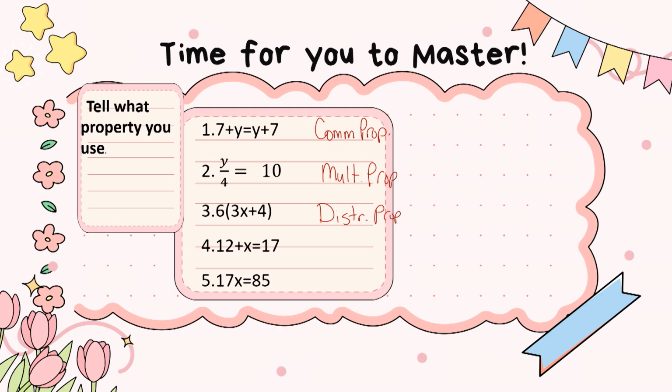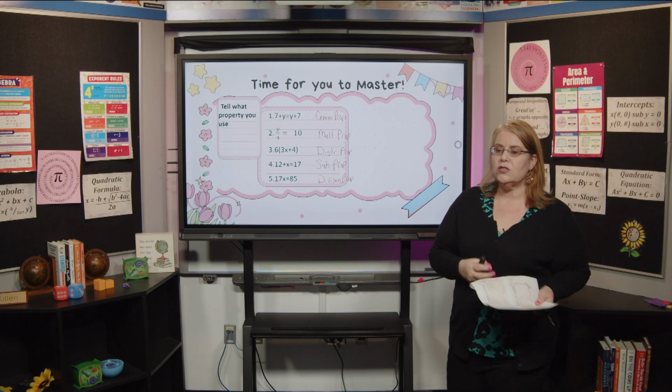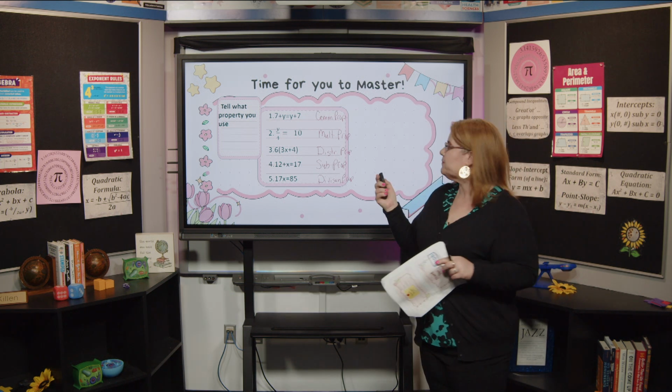I have 12 plus x equals 17. So I have an addition problem, so I'm going to have to use my subtraction property. Then I have 17x equals 85. It's a multiplication problem, so I'm going to have to use my division property. Look at your work, look at my work, make sure I did it right, make sure you did it right. If there's a difference, you and your table partner or you and your class, talk about it. See what was different. Go back and look at those properties. Always make sure you have your notes there to double check yourself.